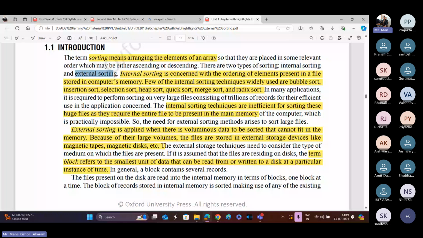So internal sorting means what? Internal sorting is concerned with the order of elements which are present in the computer memory, that is, the contents which are available either in a variable or loaded inside the main memory, and we want to apply specific sorting algorithms on that content. It includes bubble sort, insertion sort, selection sort, heap sort and so on.